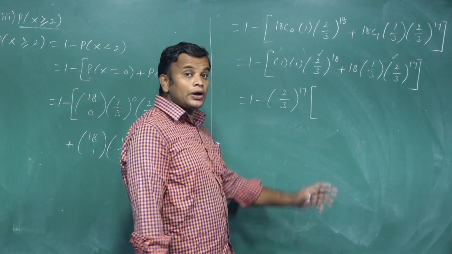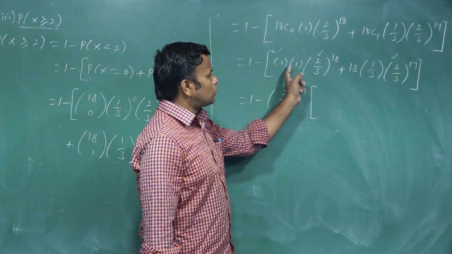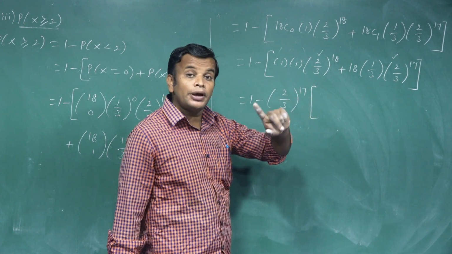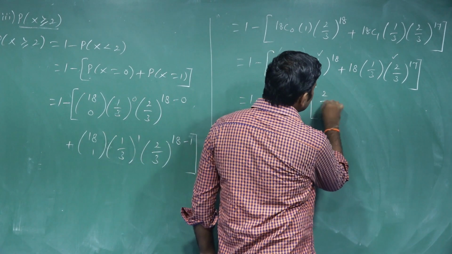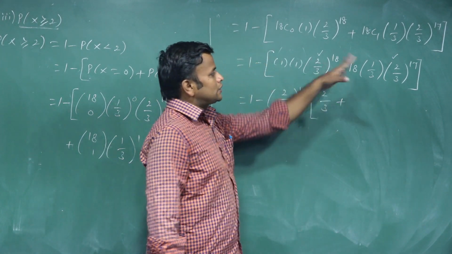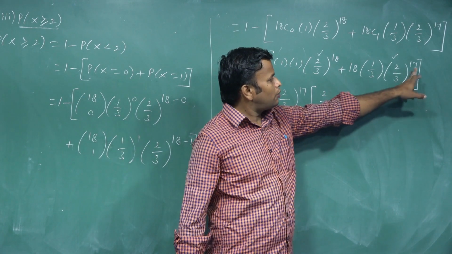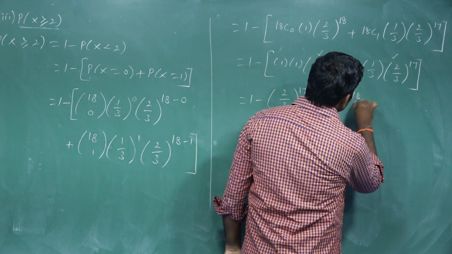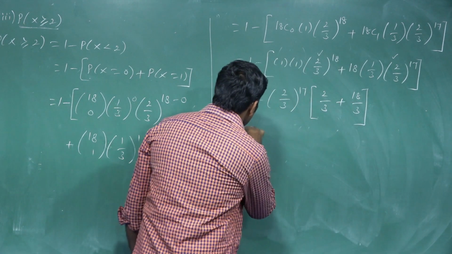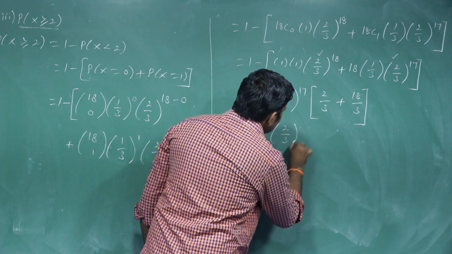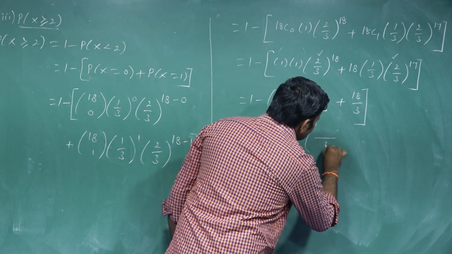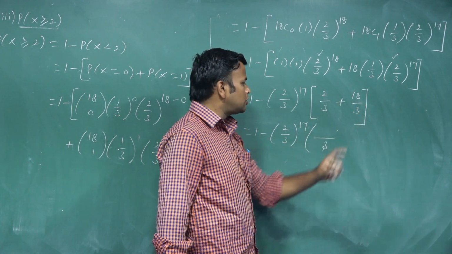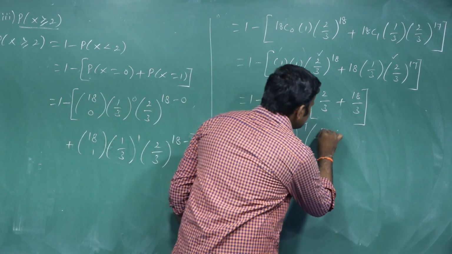The term is common, I will take outside. What is the remaining first term? Just 1. 2 by 3 whole power 18, I will take outside 2 by 3 whole power 17, so remaining 2 by 3. Plus, in the second one, we already took 2 by 3 whole power 17. The remaining 18 into 1 by 3 is 18 by 3. 1 minus 2 by 3 whole power 17, whole divided by 3. You add the numerator, 3 is common. The sum of the numerator is 2 plus 18 is 20.